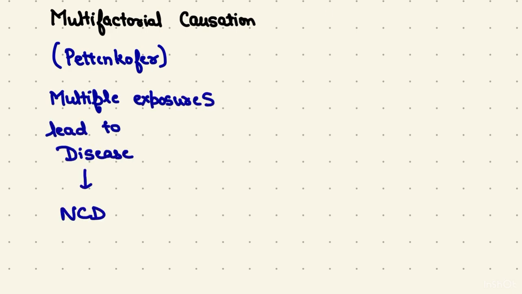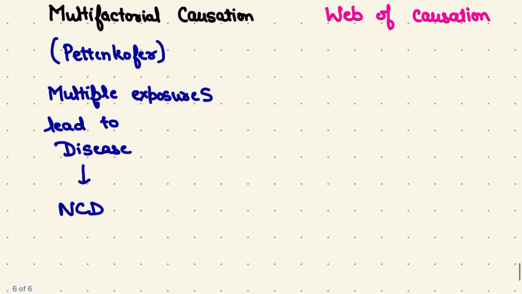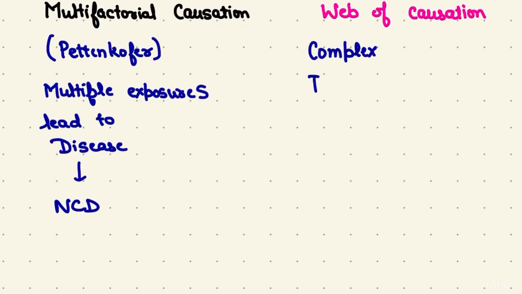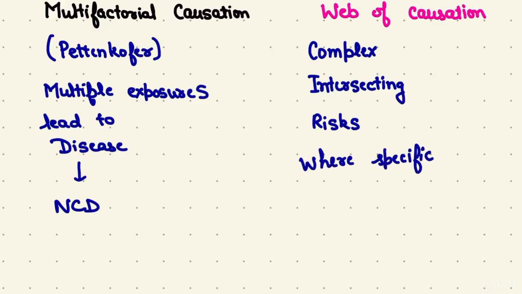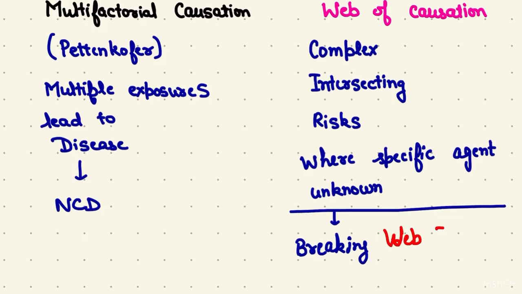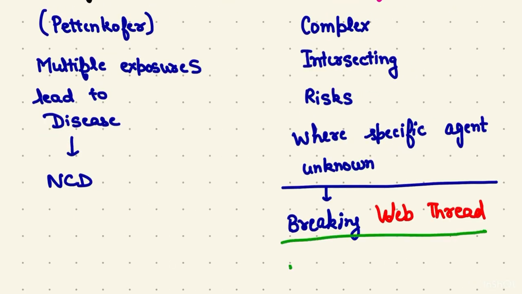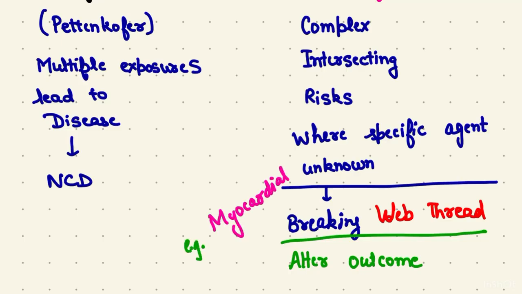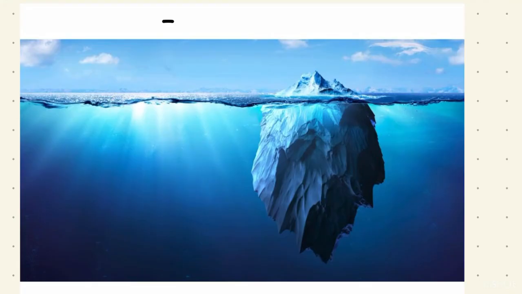For example, non-communicable disease. There's one more theory, that is web of causation, which tells us about the complex intersecting relation between the risks, where a specific agent is unknown. Breaking one thread or one risk factor, one chain, can alter the outcome. For example, myocardial infarction.